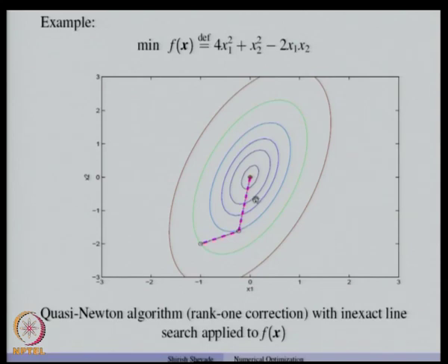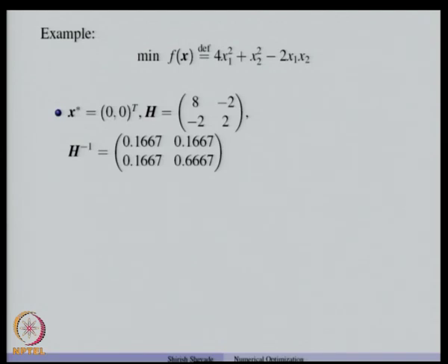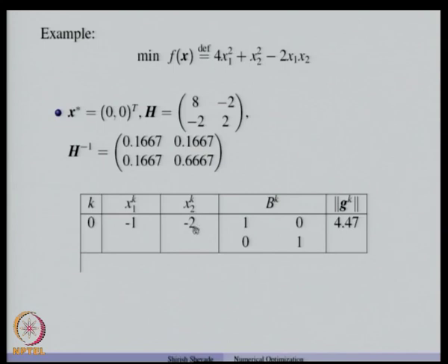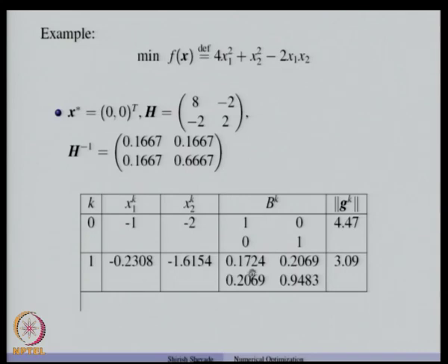In any case, we have seen that the algorithm required not more than 3 steps in this 2-dimensional case of a quadratic function. So, if we look at the last example, we started with the point minus 1, minus 2 with the same initial matrix Bk to be identity matrix, and at the end of first iteration, the Bk turned out to be like this, and at the end of the second iteration, we got to the solution where the norm of the gk is 0. So, now let us try to analyze what is going on in this case when we applied the Quasi-Newton algorithm with symmetric rank 1 update to a quadratic function.